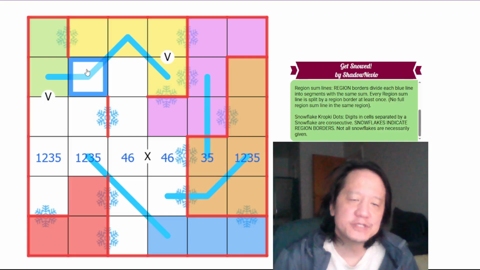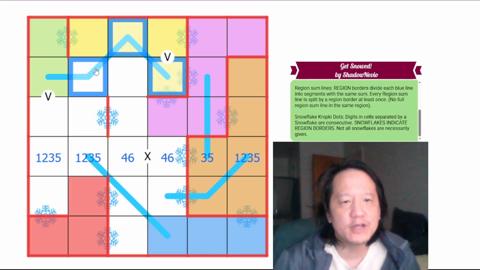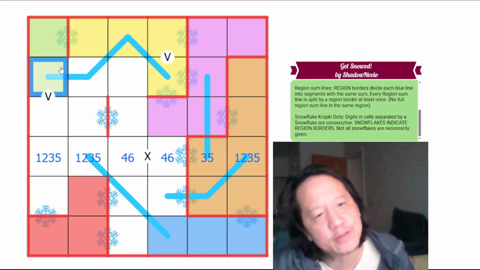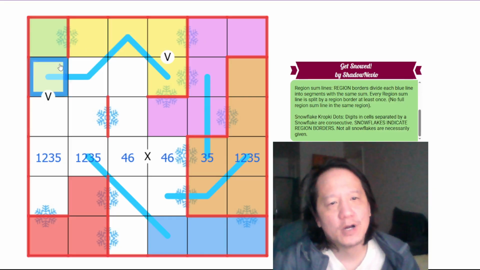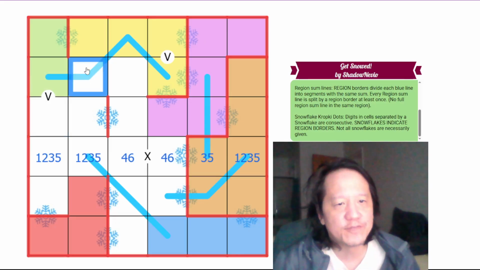Now, what happens if this is yellow? If this were yellow, the problem is we have 3 unique digits, right? They're all in the same region, so they have to be unique, which would add up to another digit. Well, that is possible if this were 6. But the problem is 6 plus another digit can never add up to 5. So therefore, this can't be yellow.